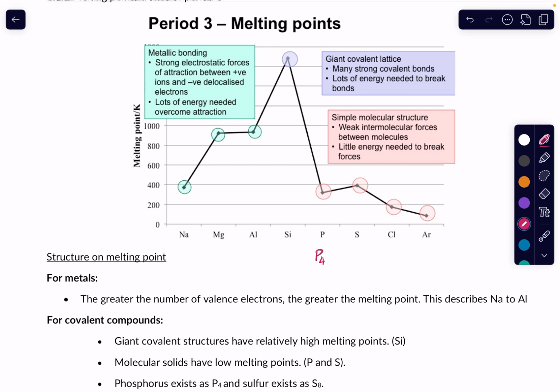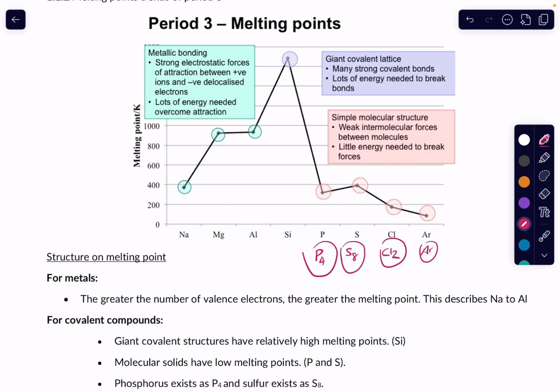Sulfur typically exists as S8. So now we have 8 atoms all bonded together, all floating around together. Chlorine, you should know, is group 7, diatomic. And argon is a noble gas and therefore it just exists on its own. So these are what these molecules are.